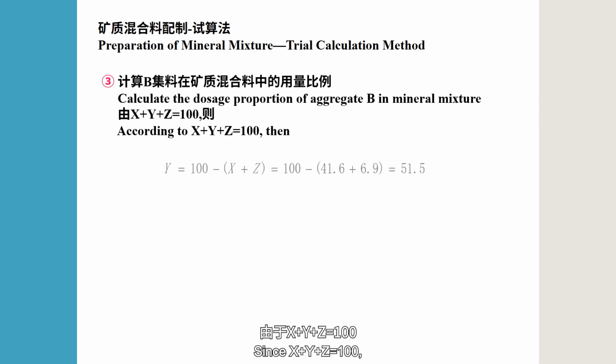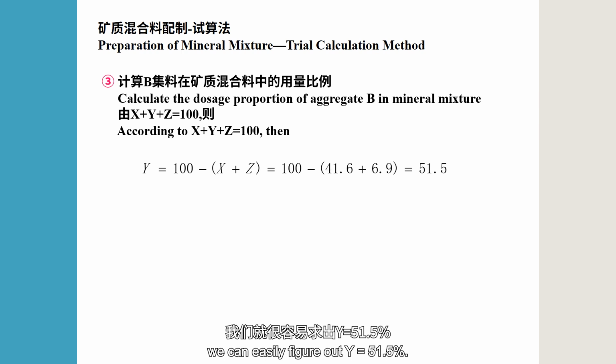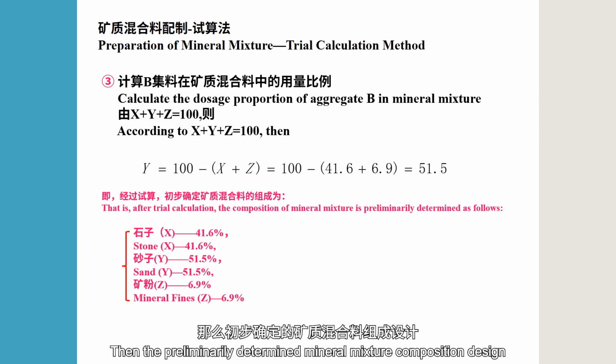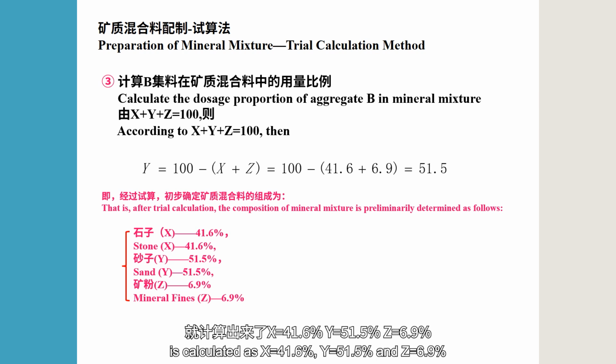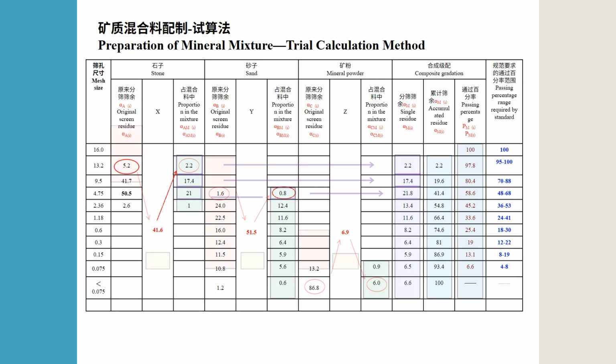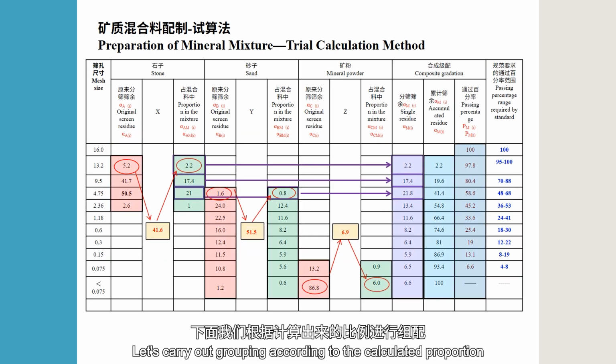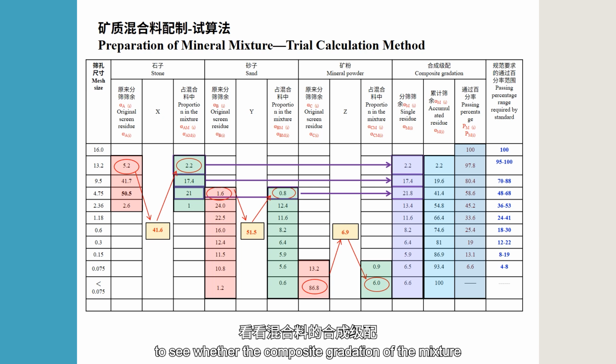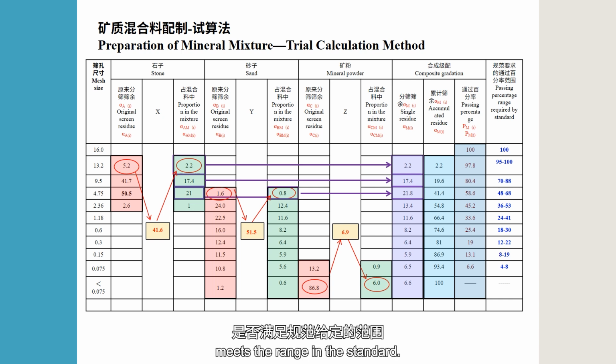Since X plus Y plus Z equals 100, we can easily figure out Y equals 51.5%. Then, the preliminary determined mineral mixture composition design is calculated as X equals 41.6%, Y equals 51.5%, and Z equals 6.9%. Let's carry out grouping according to the calculated proportion to see whether the composite gradation of the mixture meets the range in the standard.